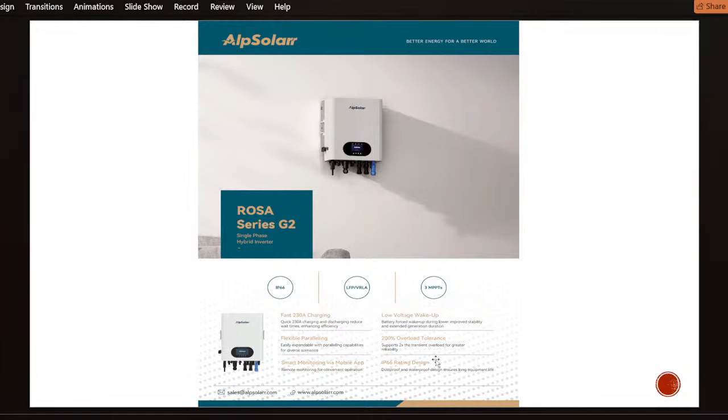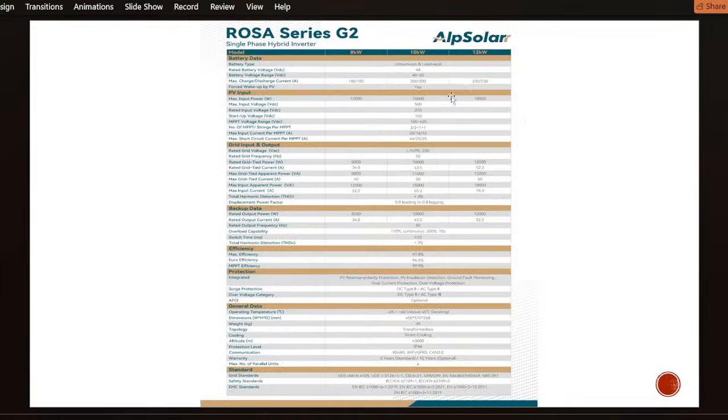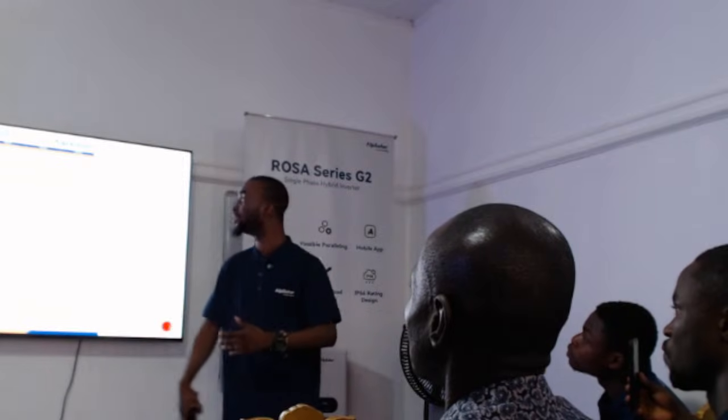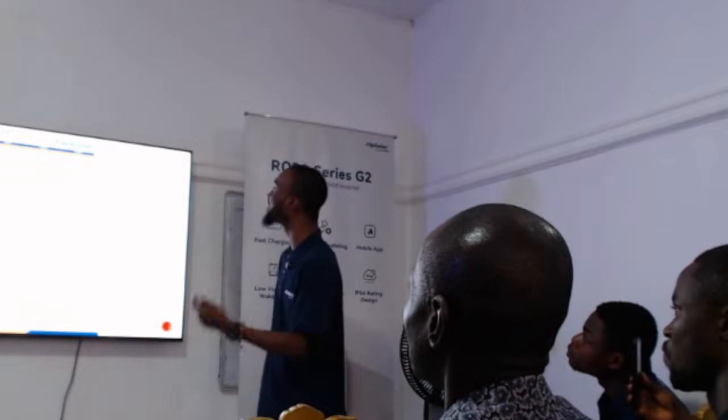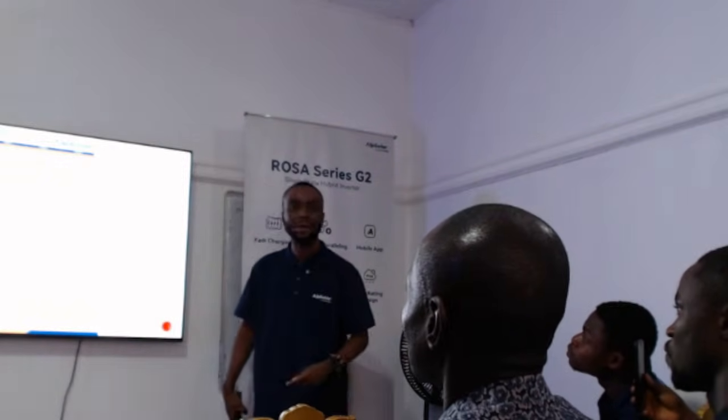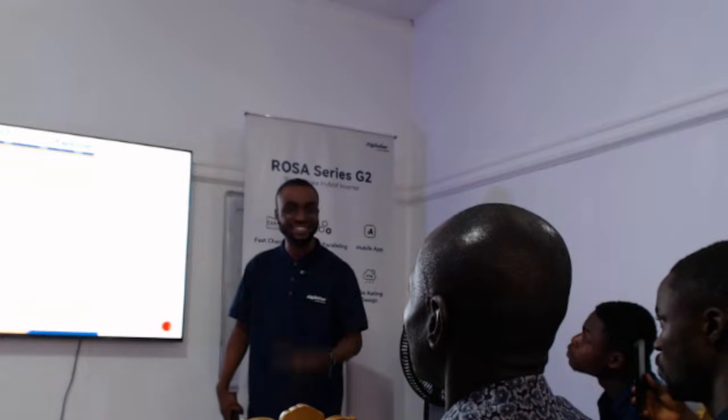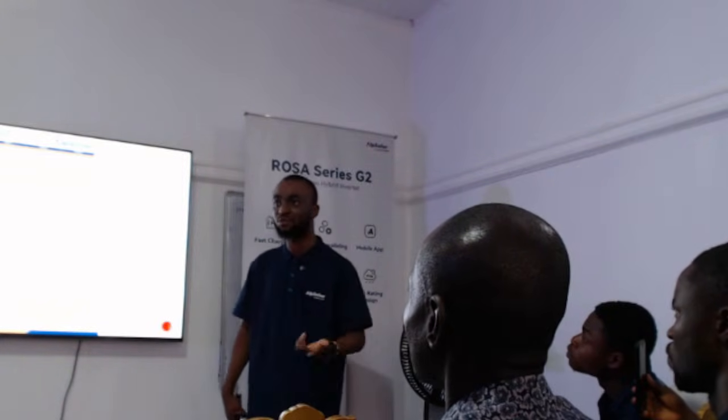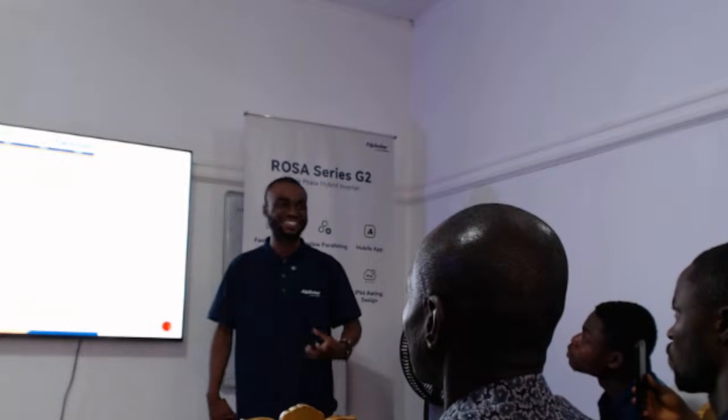It has a rated battery voltage of 48 volt, but with a 40 to 60 volt allowance, right? It has a maximum charging current of 230 amps. It means it can charge at 230 and it can also discharge at 230. Can somebody multiply 230 times 51.2 for me? That is the amount of power it can discharge at once.